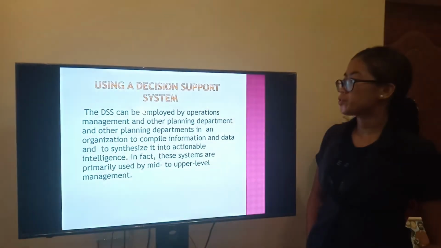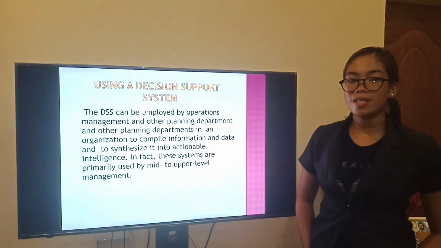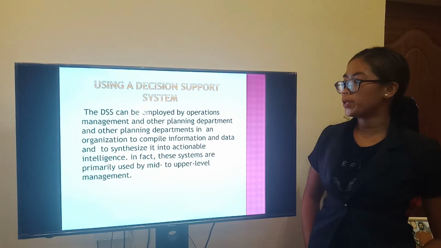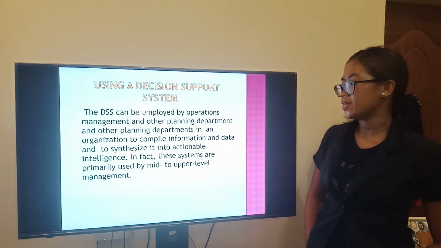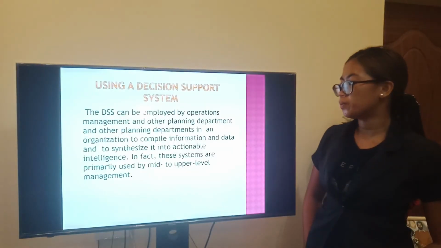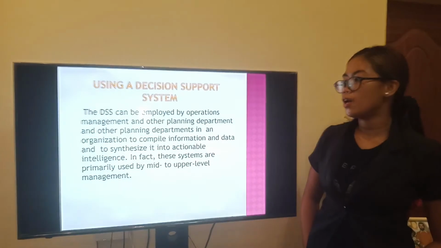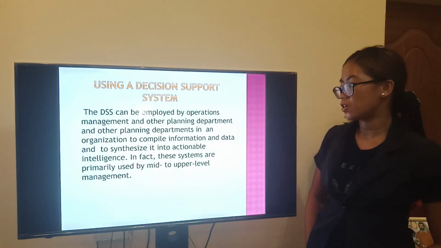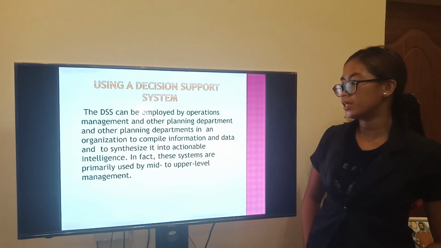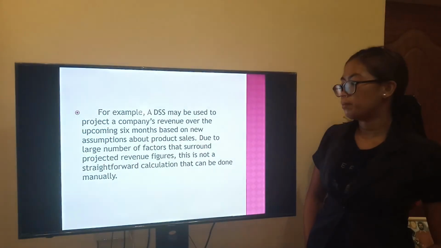Using a decision support system, the DSS can be employed by operation management and other planning departments in an organization to compile information and data and to synthesize it into actionable intelligence. In fact, these systems are primarily used by mid to upper level management.